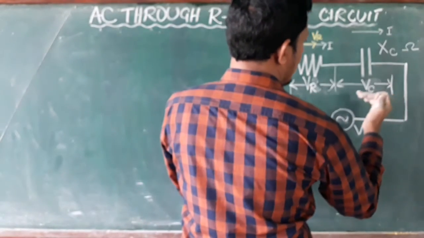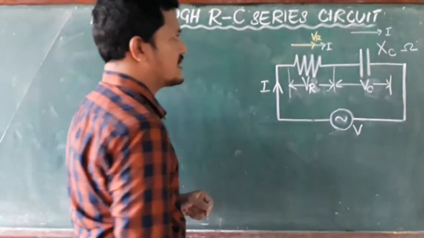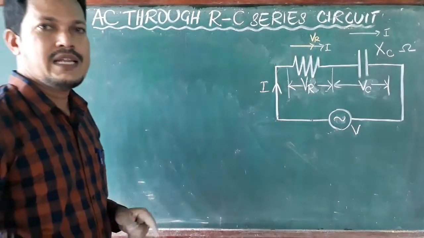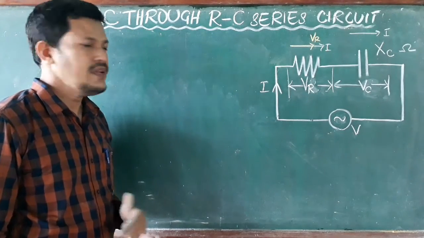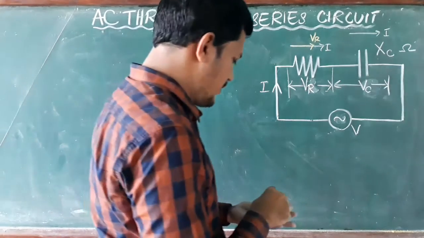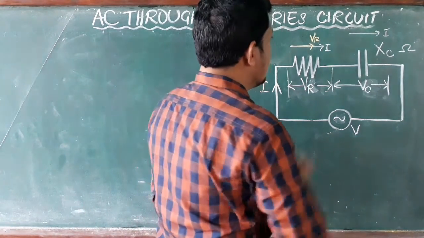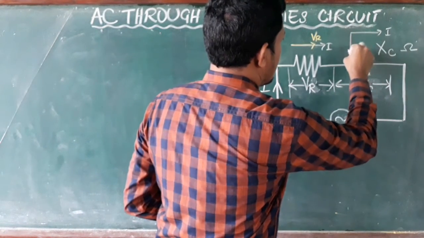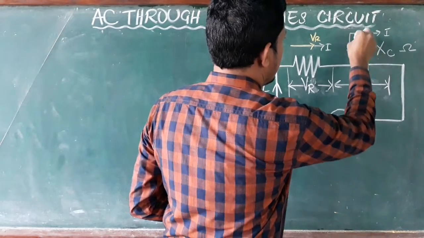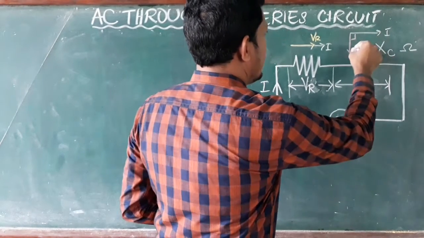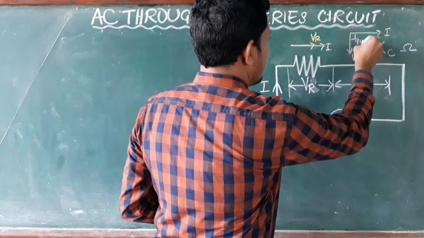Here we know the relation between current and voltage in the capacitor. Current always leads the voltage by 90 degrees. Here it is a pure capacitor, so the current leads by 90 degrees.